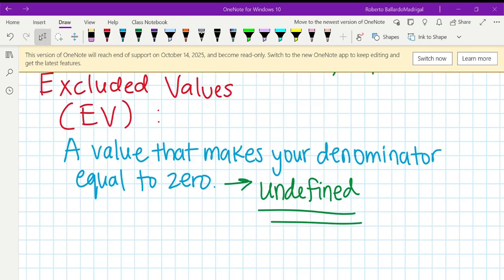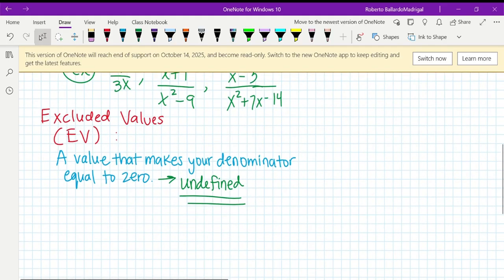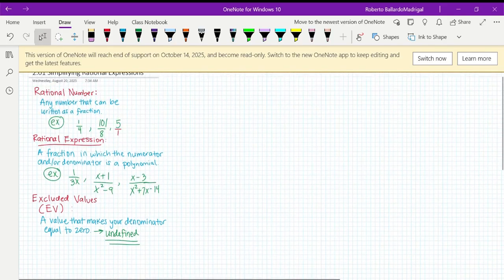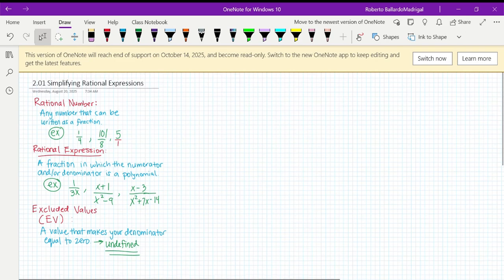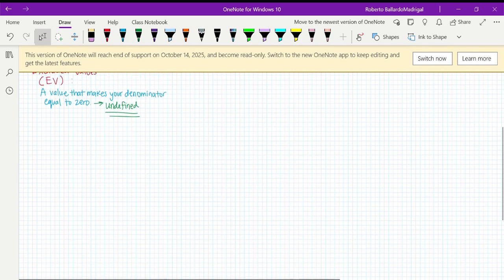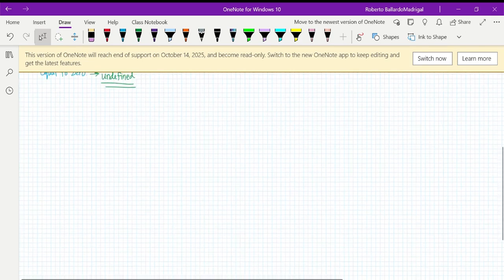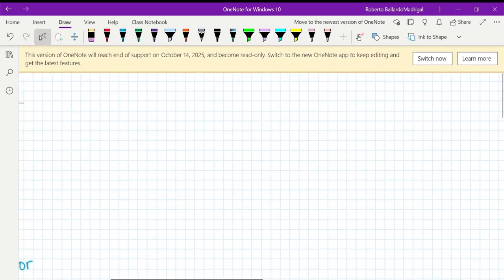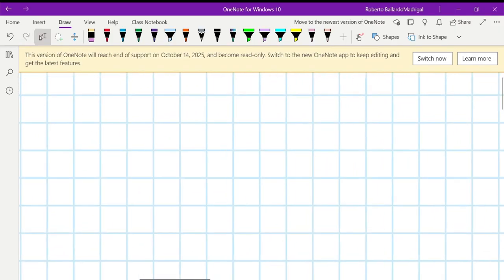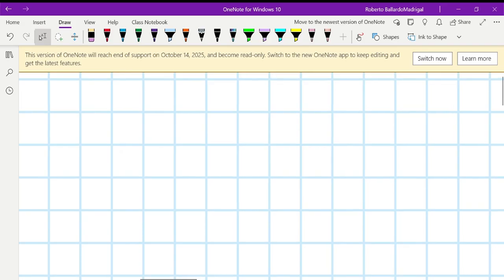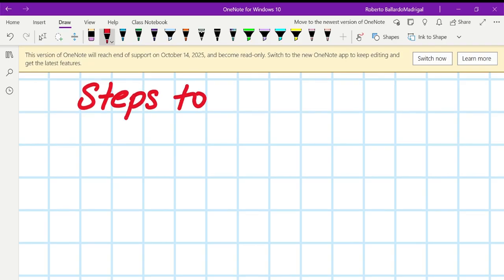Are you guys ready for the next part? Yes. Okay. Let me give you guys the main steps that we have to take to solve or to simplify a rational expression. Let me go down here. All right. So go ahead. Write this down. Steps to solve or steps to simplify.